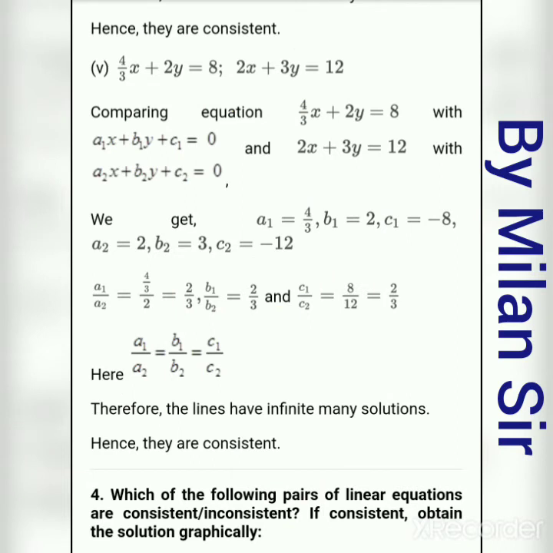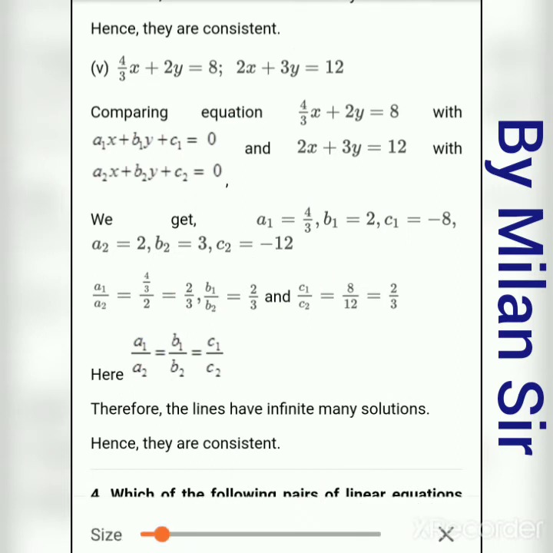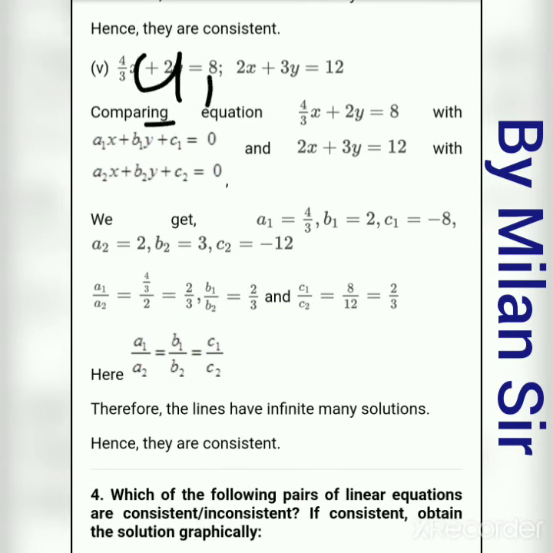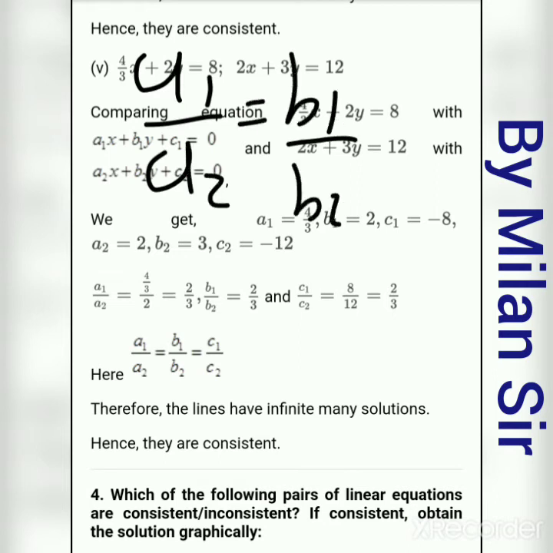Right? So we can write it like this: a1 upon a2 is equal to b1 upon b2 is equal to c1 upon c2. Therefore, the lines have infinitely many solutions. Hence, they are consistent. Right? This is the condition of infinitely many solutions. So, the following pair of linear equations are consistent.